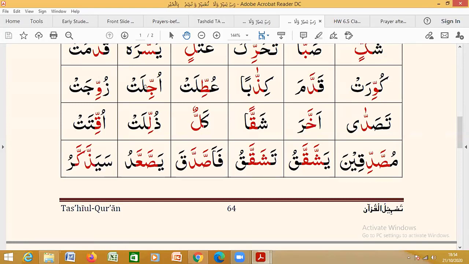Utilat. Okay, the ta is the mushaddad letter, so we have to join the ayn to the ta with force. Utilat. Well done. Excellent. Really good. Do you want to try the next one by yourself? Jilat. Well done.